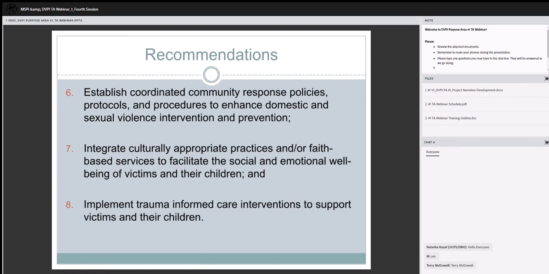Integrate culturally appropriate practices and/or faith-based services to facilitate the social and emotional well-being of victims and their children, and implement trauma-informed care interventions to support victims and their children. So address each and every one of those objectives. They're also listed out in the FOA that you have on your flash drive that you can print out, and make sure that as you go through your narrative for year 2, that you address each and every one and check them off as you go.